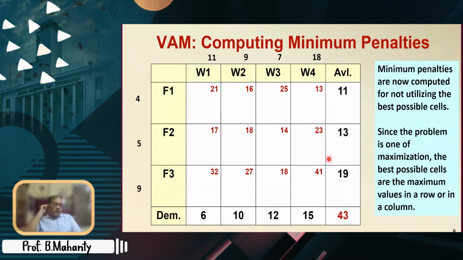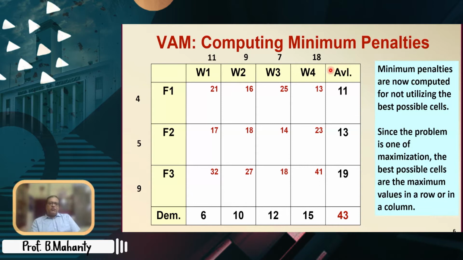So which one is the maximum of these minimum penalties? So clear, it is 18, is it not? So where do we allocate? Which cell are we going to choose to allocate?